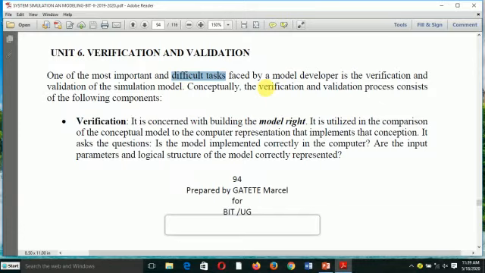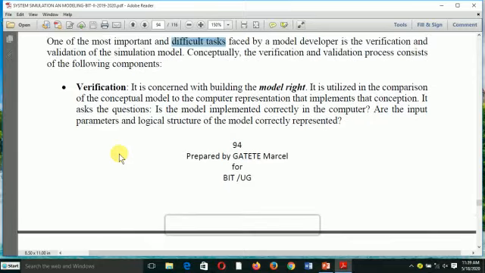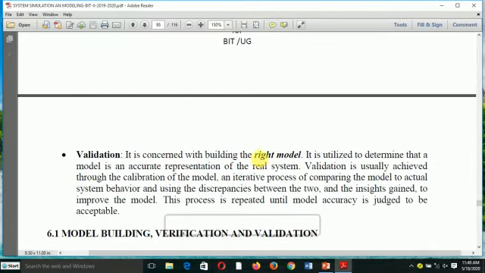So the verification and validation processes consist of the following components. There is first verification. Verification and validation are different concepts, even if some people are confused differentiating them. So verification is concerned with building the model right. The validation is the process for building the right model.